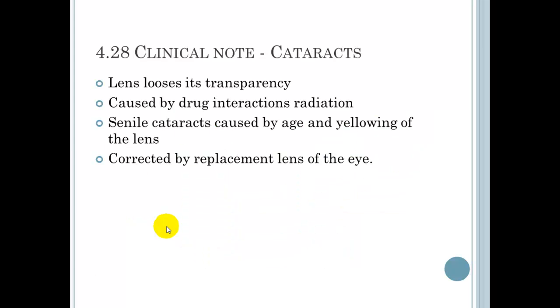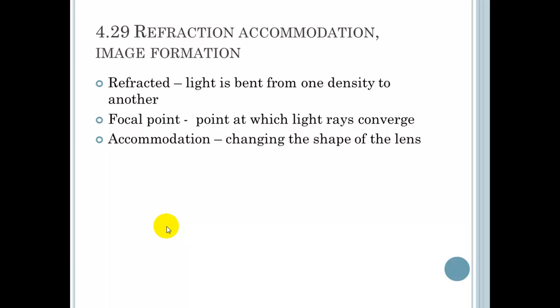4.29, clinical note on this. This is cataracts. The lens loses its transparency with age, and it can be caused by drug interactions. Radiation can also cause it. Senile cataracts are caused by age and yellowing of the lens, corrected by replacement of the lens of the eye.